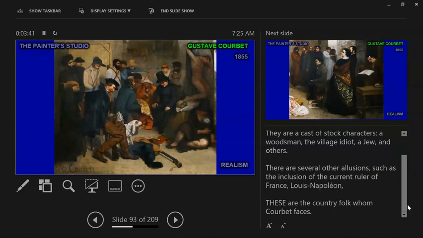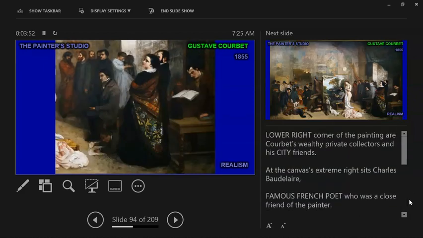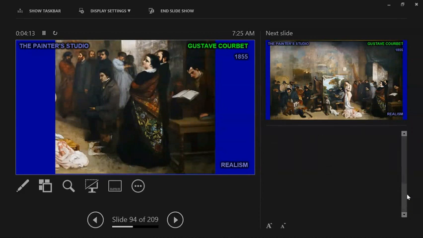I'm looking at which one. That might be the guy that's seated on the left. And the others are country folk for whom Courbet cares. On the right side of the painting, we have Courbet's wealthy private collectors and his city friends. And at the canvas's extreme right sits Charles Baudelaire. He was a poet and a writer at the time. He was a famous French poet who was a close friend of the painter, of Courbet.